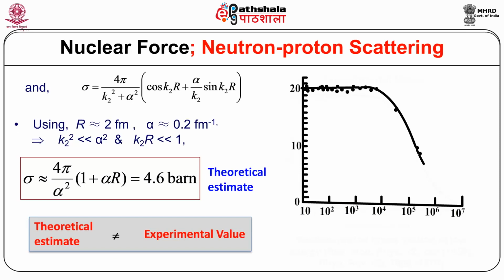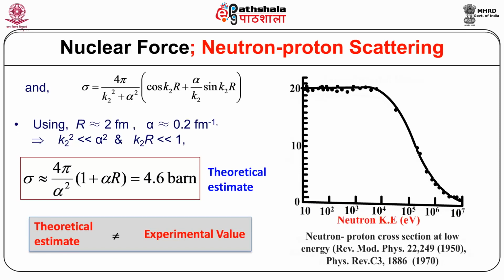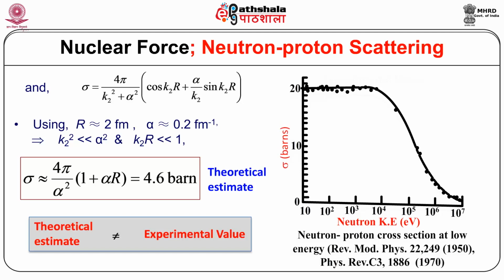So we are continuing with our discussion of the example we discussed in the previous slide. In this slide, we try to see what value of theoretical cross section we can get in the NP scattering case. Cross section sigma is equal to 4 pi over K2² plus alpha² times [cos K2R plus alpha by K2 sin K2R]. Using capital R equal to 2 Fermi, which is the expected value of nuclear radius of a neutron-proton system, and alpha equal to 0.2 Fermi inverse.